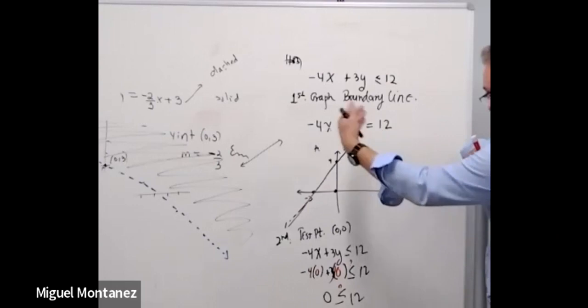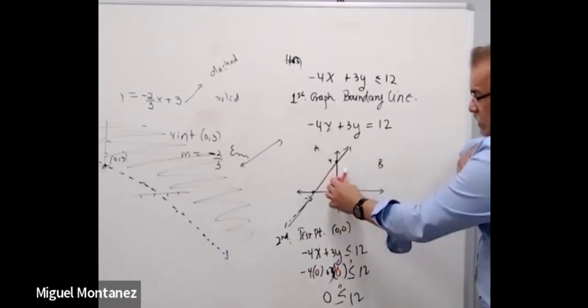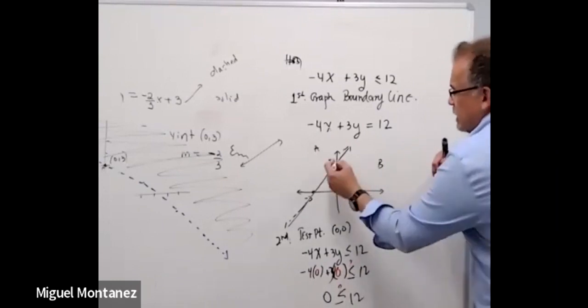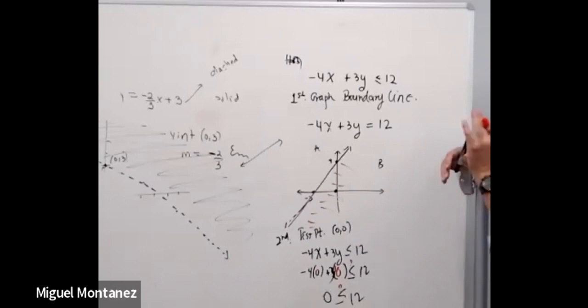That means, which one is the solution, part A or part B? B, because this is true, so the origin is part of it, so this is the solution. That's it. We're done. It takes longer to explain than what it is. Okay, so that's what it is.